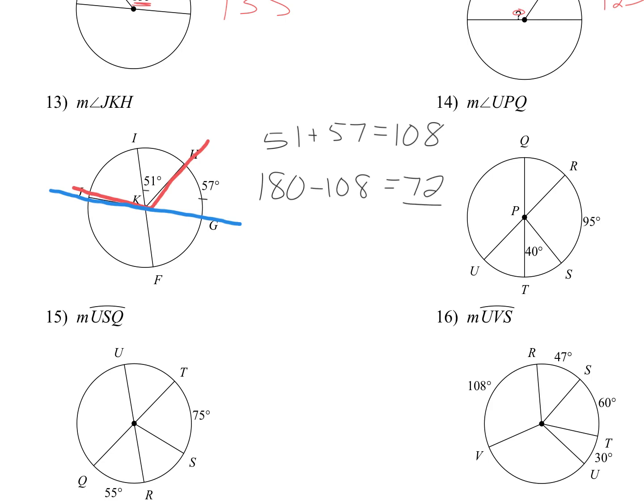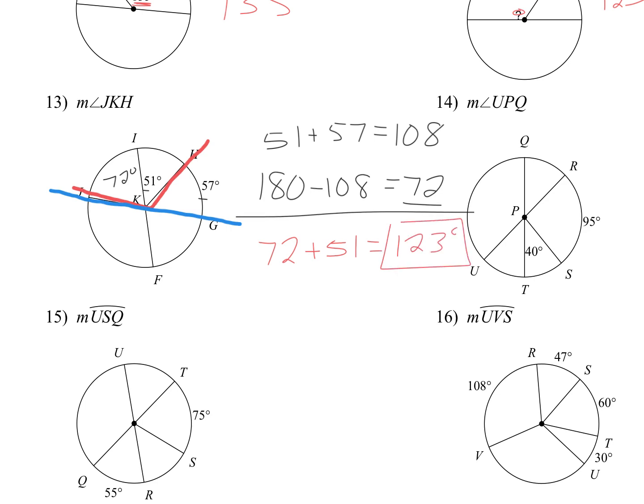What did this 72 just give us? Is that our answer? No, that just gave us this empty spot right here. Okay, so we found the empty spot. Now can we find what we want? How? Take 72 plus 51, and that gives us 123.